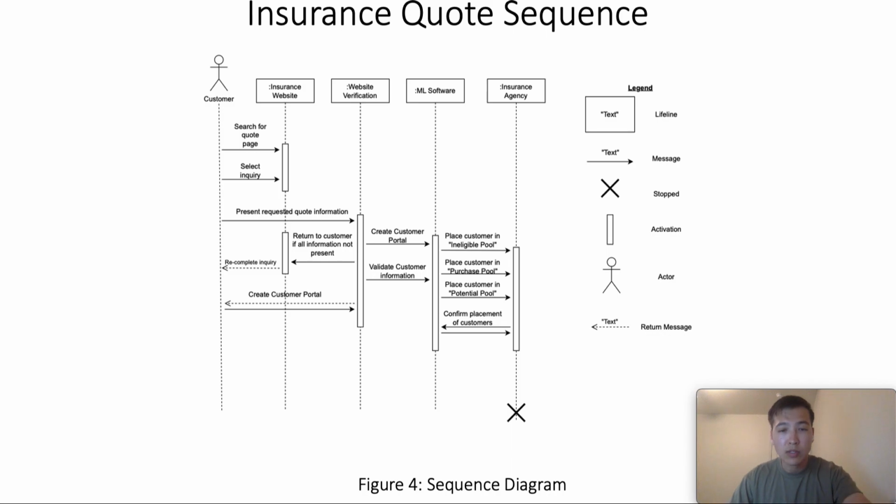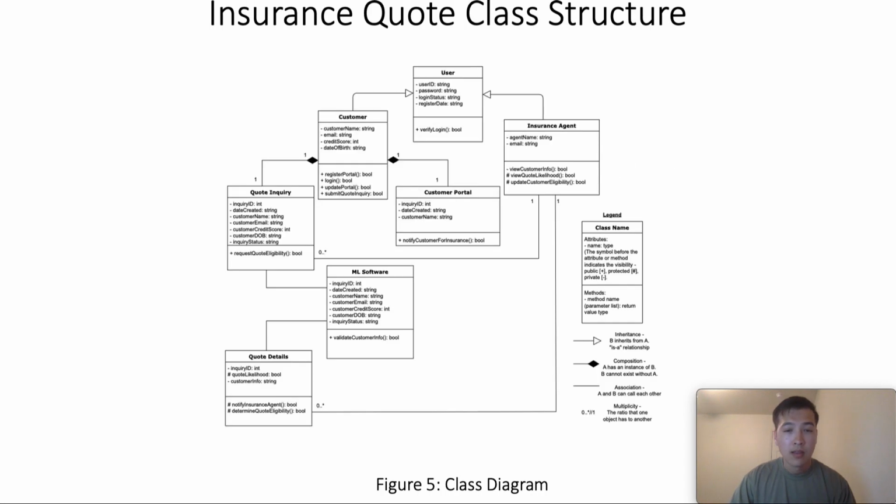Figure 4 is a sequence diagram, which details the interactions and potential messages between the objects, indicated by the lifelines. For this diagram, the sequence of events mirrors the business process diagram, displayed in another format. The customer interacts with the website, completes the inquiry application, creates a customer portal, and the machine learning software validates the customer's information. The class diagram depicts the relationship between the actors, the software, and the processes that ultimately lead to the creation of the software that finds the likelihood of a customer accepting a quoted insurance policy. The classes include attributes and methods that detail what developers need to include in the requested software.